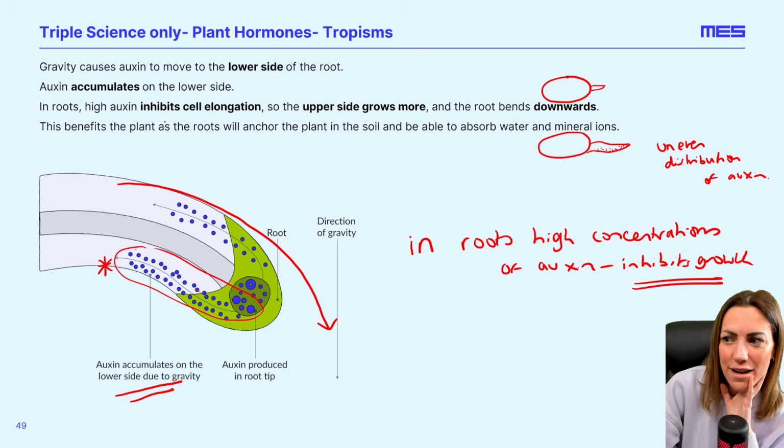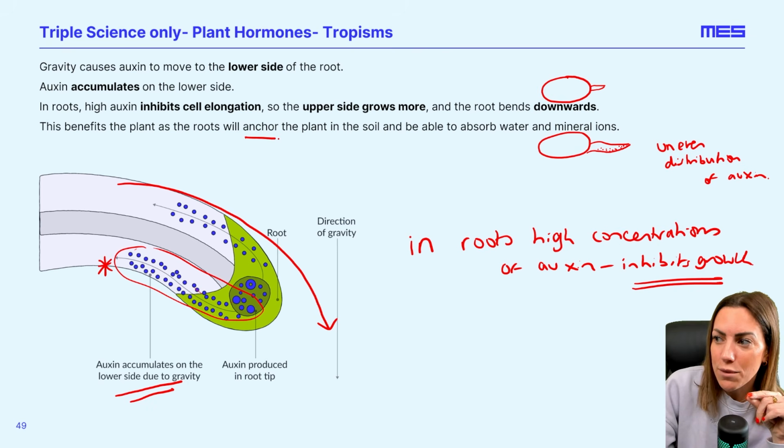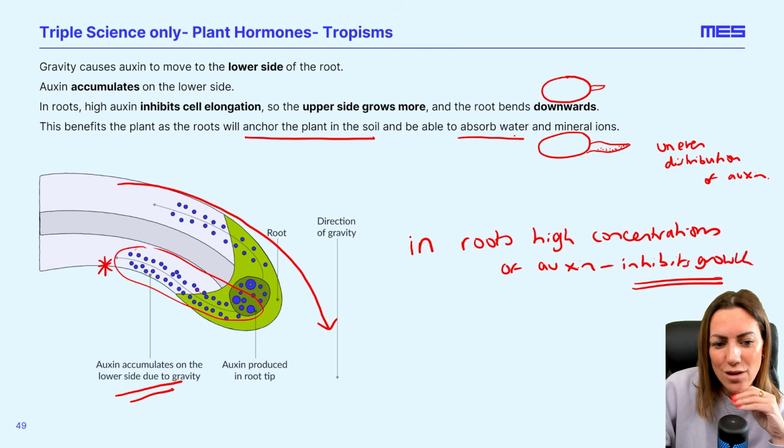Now, again, this benefits the plant because we want the roots to grow down into the soil for a few reasons. It will help to anchor the plant in the soil. And obviously, roots are where plants absorb water by osmosis and mineral ions, such as nitrate ions, by active transport. So we want them to grow down.